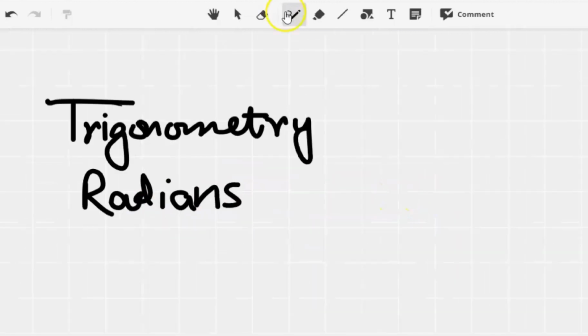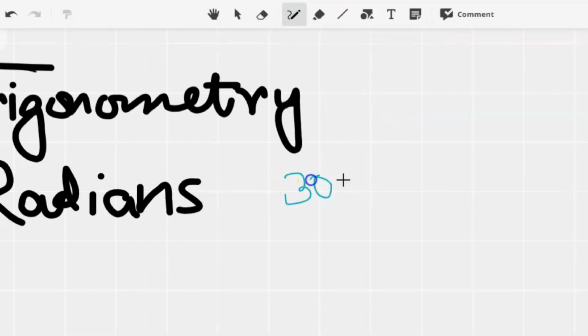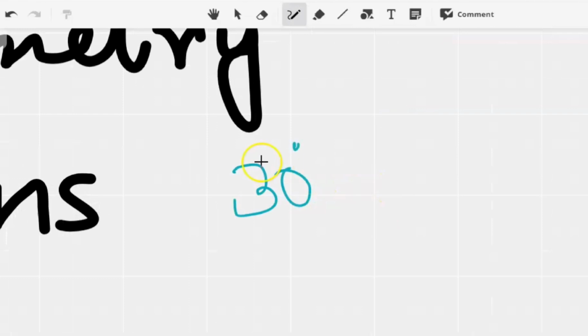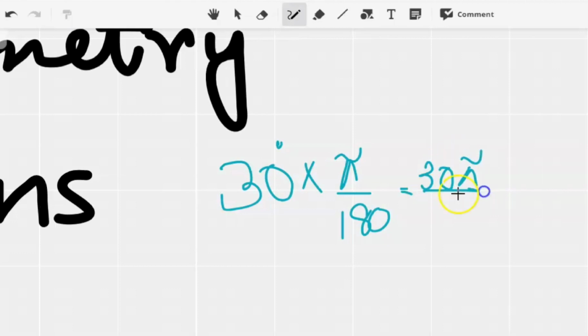So let's say you have an angle of 30 degrees, and you have to convert this 30 degrees into radians. What you are going to do is multiply it by pi over 180. So this is going to be 30 pi over 180. Simplify this and that is going to give you pi over 6.